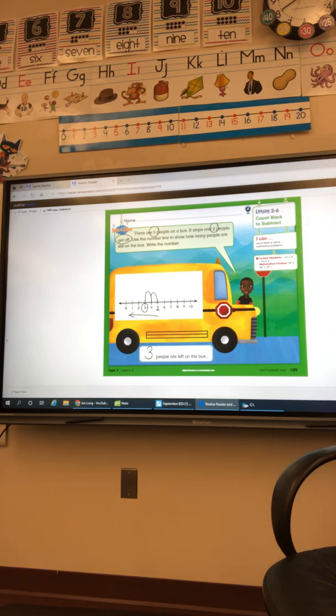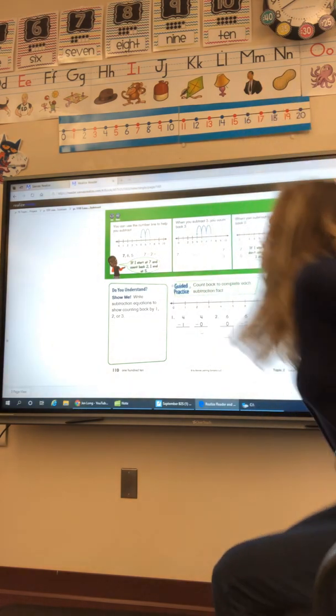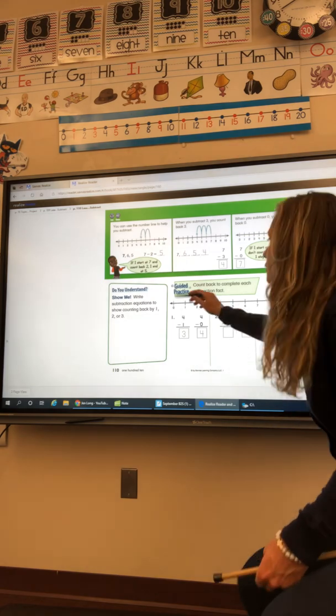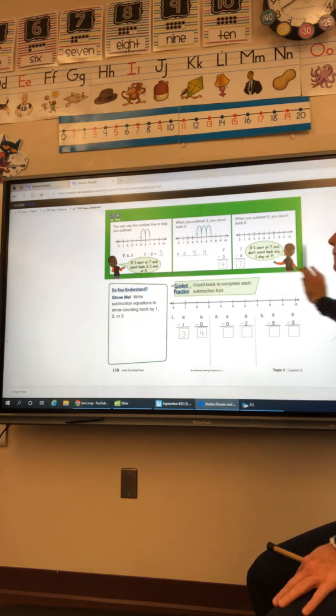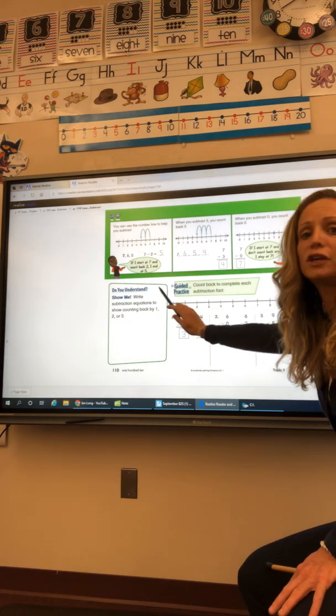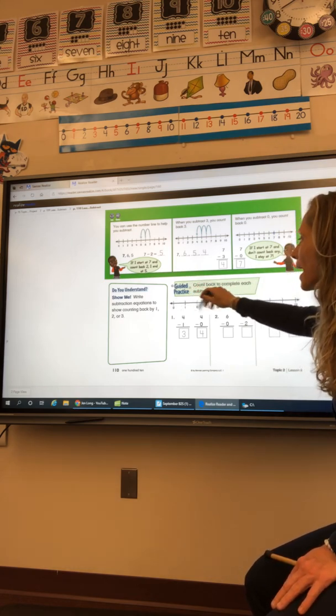When you're done writing that, please turn to the next page. You have another number line here, right in the middle. It says count back to subtract. We always look for the guided practice and the stars in the middle of the page. This part up here is the video that you just watched. This is a review of the lesson. Let's go down here to guided practice.